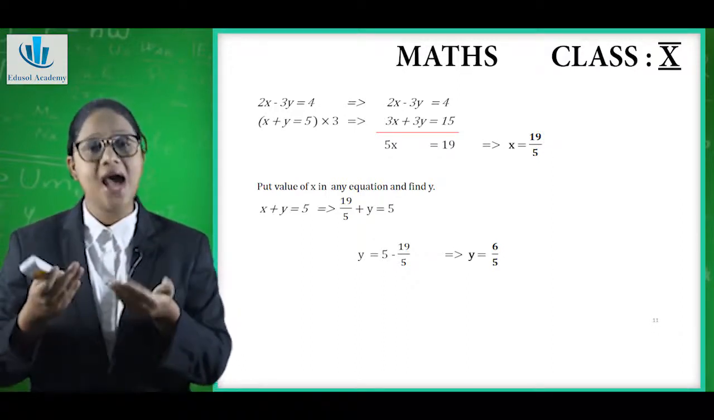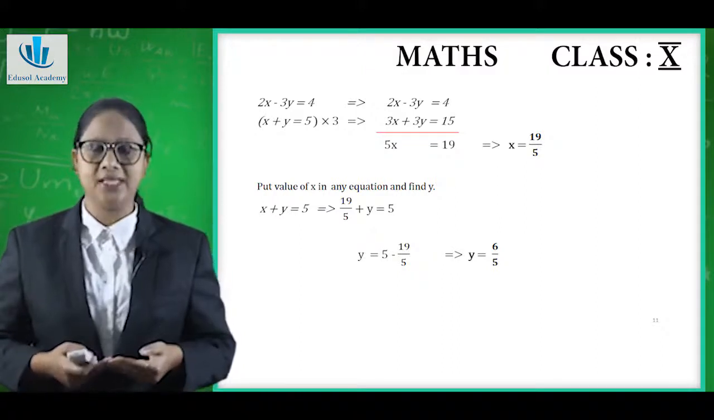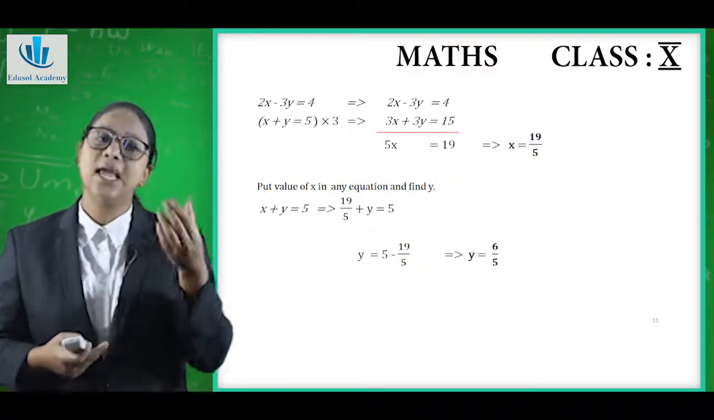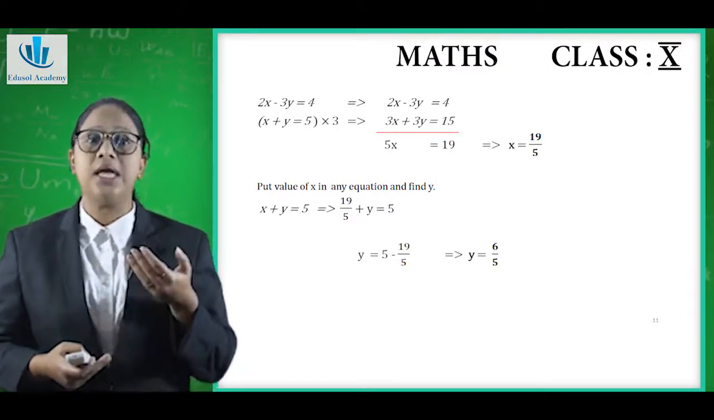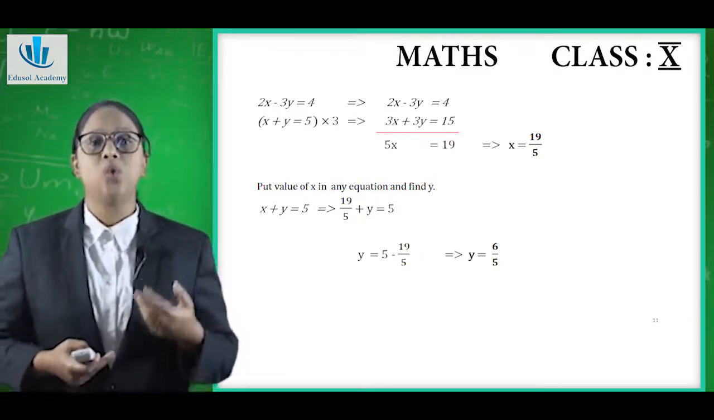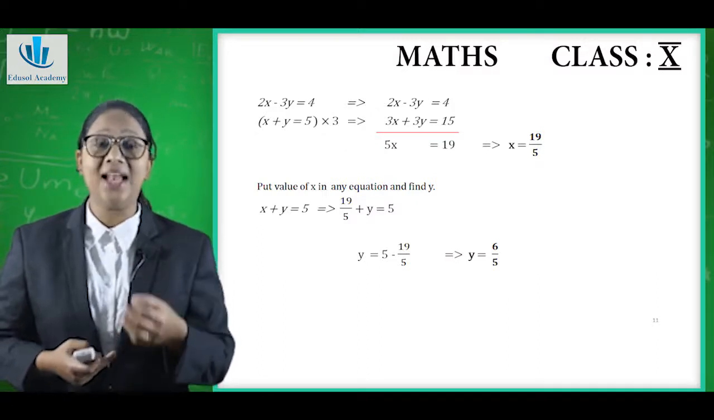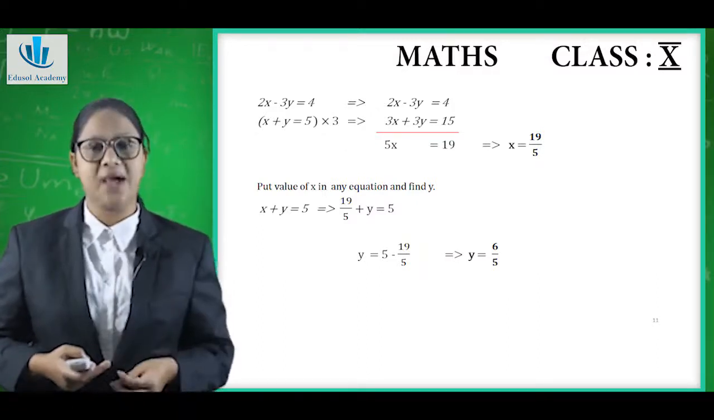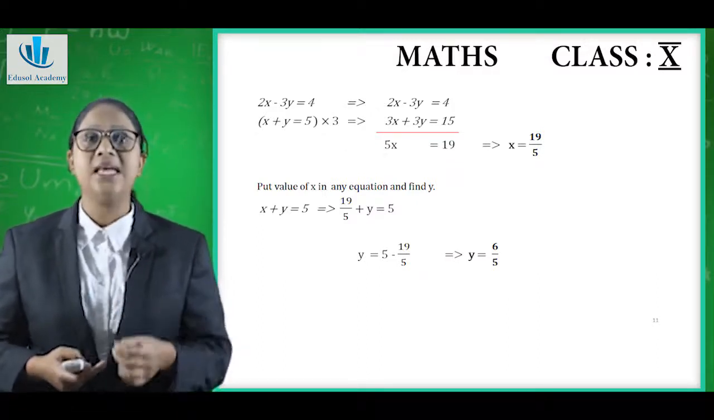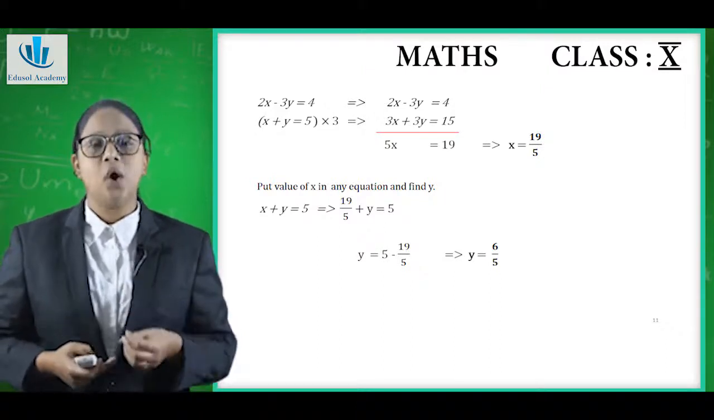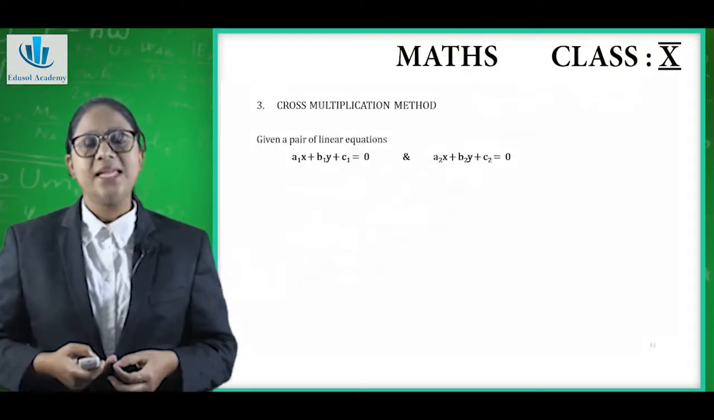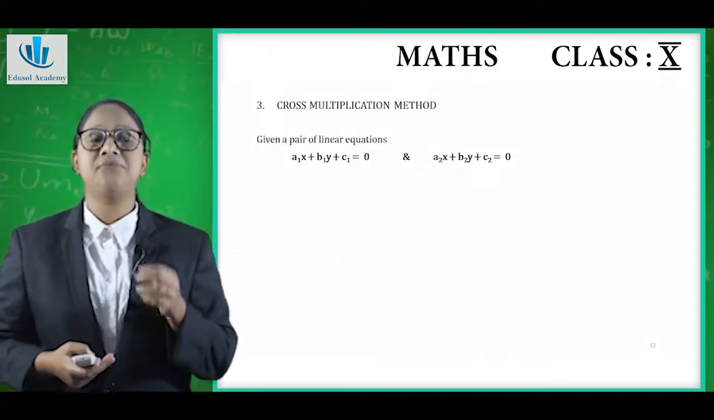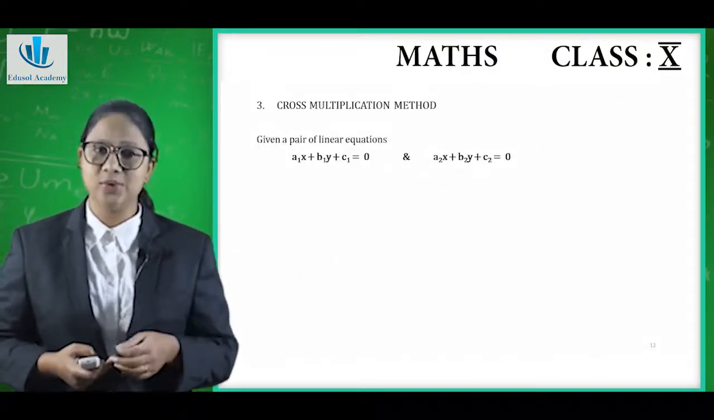Now that we have the value for x, we can find y by putting the value for x in any of the given equations. So we are putting the value of x in equation 2. So we got the value for y as 6 by 5. Simple. So x is 19 by 5 and y is equal to 6 by 5. Let's move on to the third and the final method of algebraic solution.